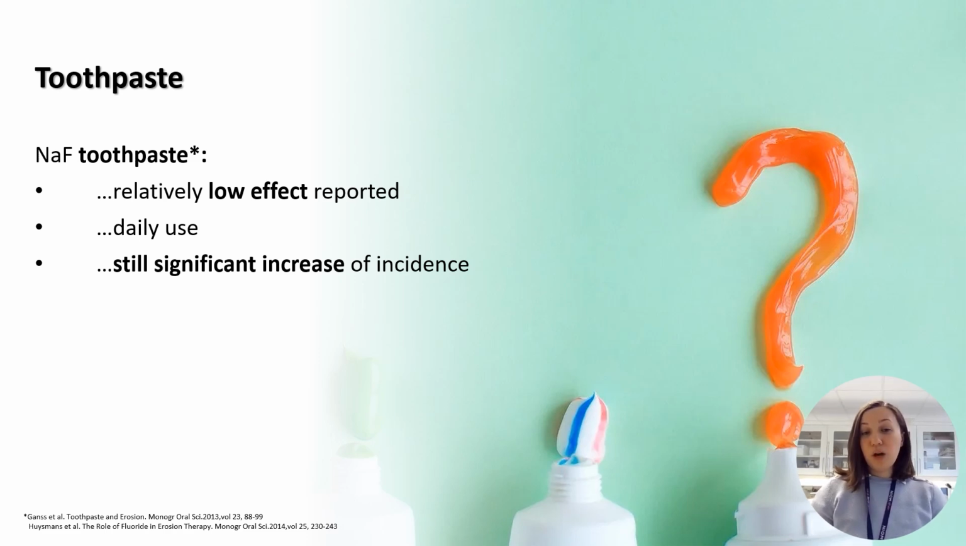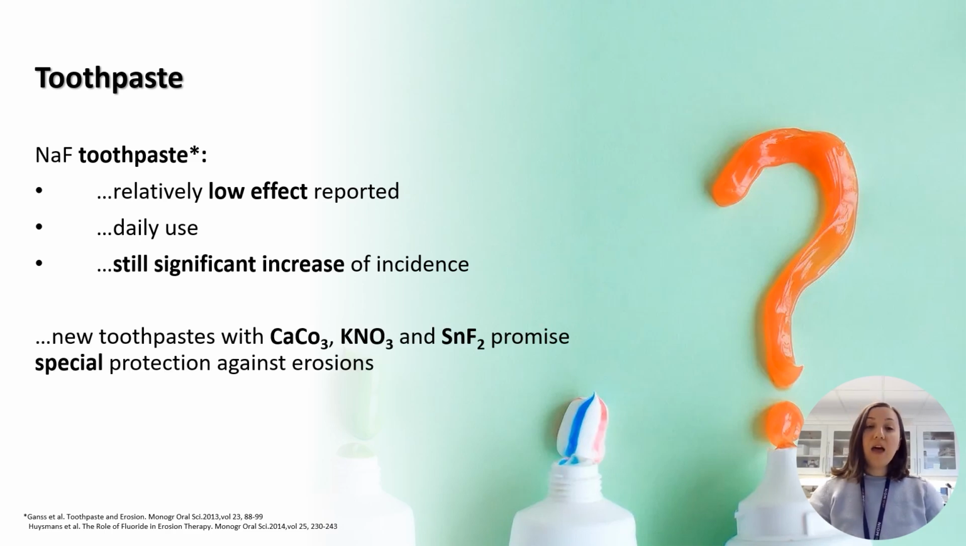So, for example, toothpastes containing natrium or sodium fluoride are in use, but with a relatively low effect reported. Even though we use them on a daily basis, there is still a significant increase in the incidence of erosions. And then there are new toothpastes on the market with calcium carbonate, kalium nitrate, or tin fluoride that promise special protection against erosions.